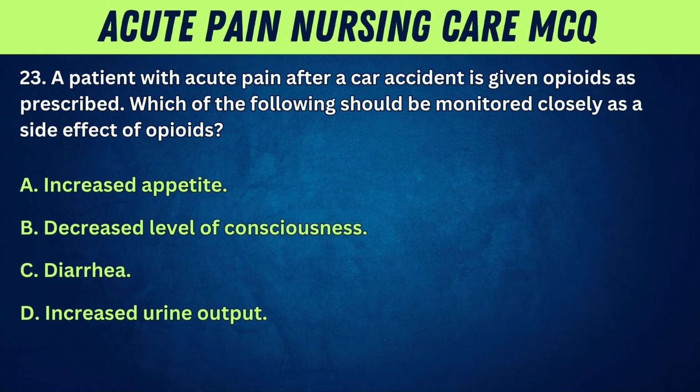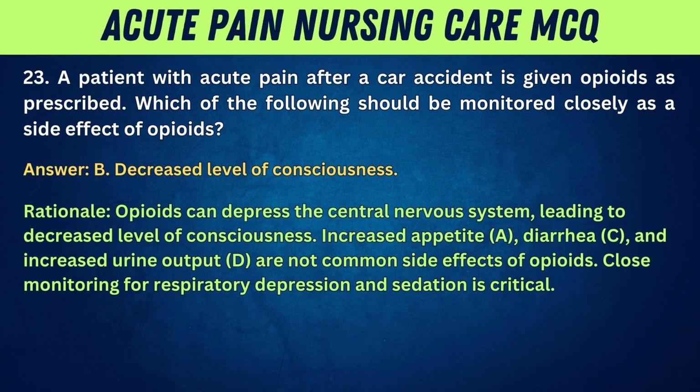23. A patient with acute pain after a car accident is given opioids as prescribed. Which of the following should be monitored closely as a side effect of opioids? A, increased appetite. B, decreased level of consciousness. C, diarrhea. D, increased urine output. Answer: B, decreased level of consciousness.